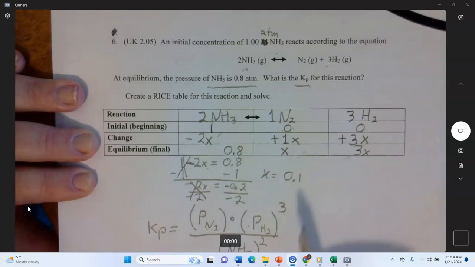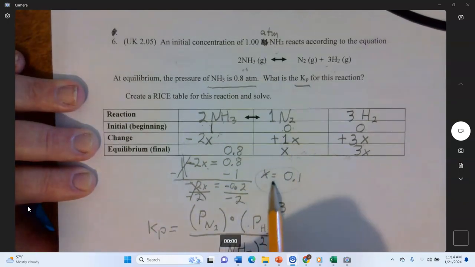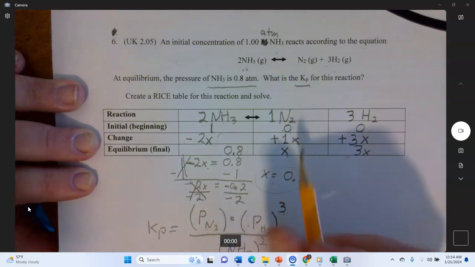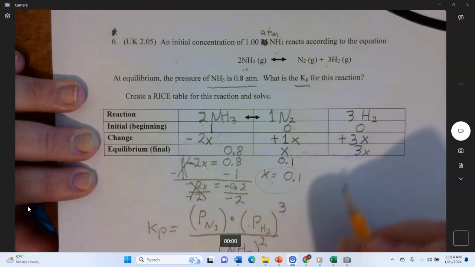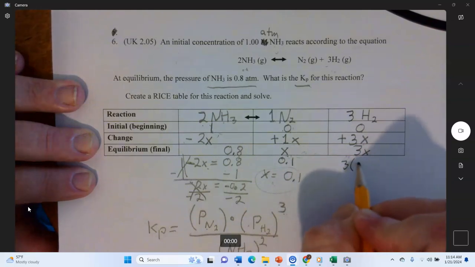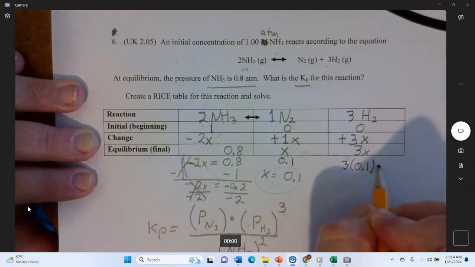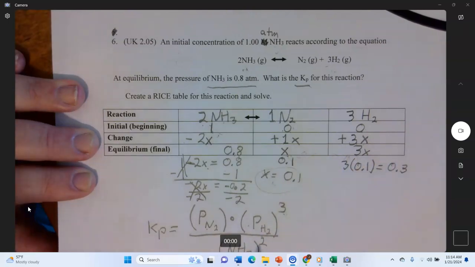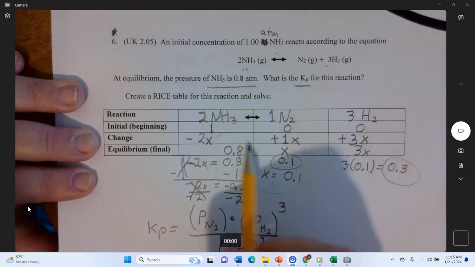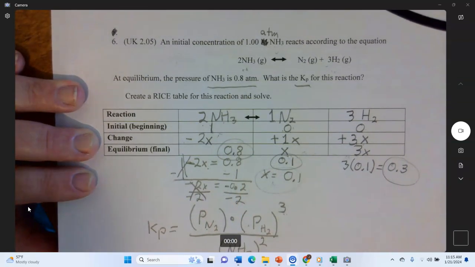So we know what x is now. So what does that mean? It means we now know what this is. This is 0.1 because that's x. And what's this? This is 3 times 0.1, which equals 0.3. So now we know all 3 of the equilibrium values: 0.3, 0.1, and 0.8 that was given to us.